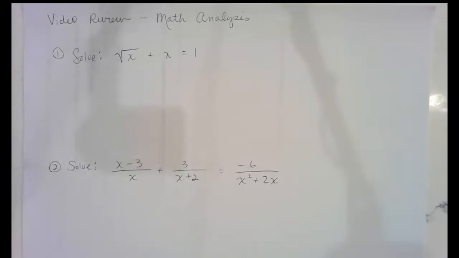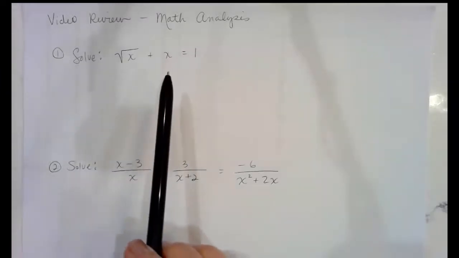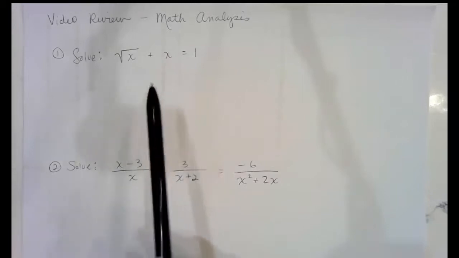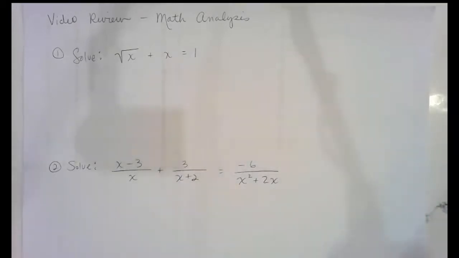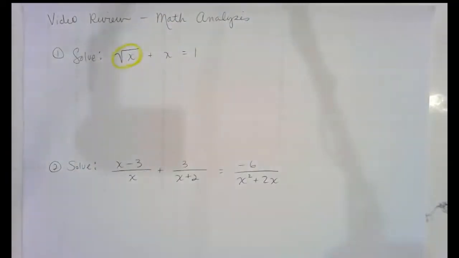Going to hit the highlights here. We're going to start with some equations to solve. So we have root x plus x equals 1. This is a radical equation. And whenever we have a radical equation, we want to isolate the radical and then square both sides.